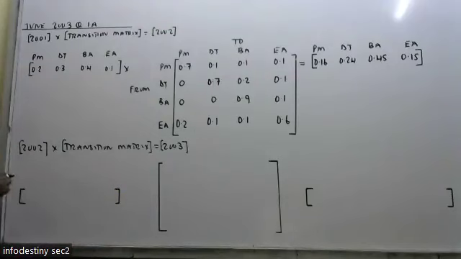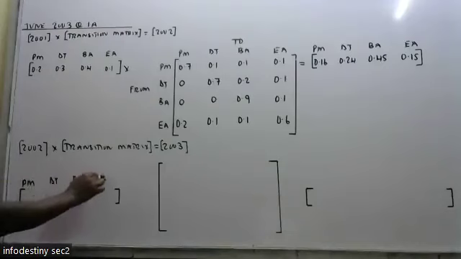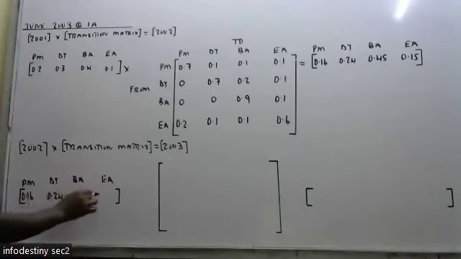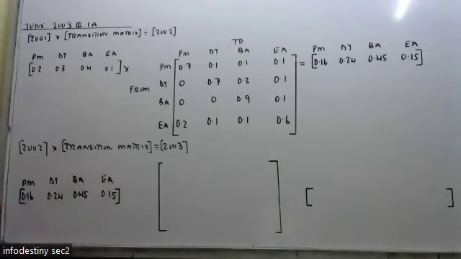So for the PM here, we have DT, we have BA, and we have EA. Now we take those ones that are there, 0.16, 0.24, 0.45, and 0.15.